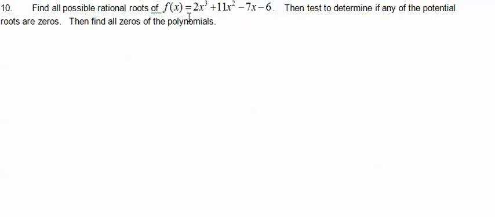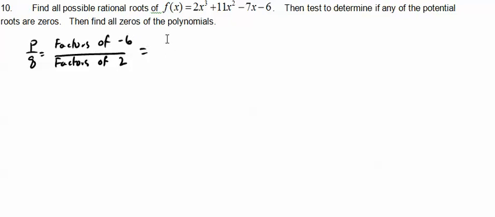Okay, we want to find all rational roots. So p over q is the factors of the last, which is -6, divided by the factors of the first, which is 2. So the factors of -6 are 1, 2, 3, and 6, and then the factors of 2 are 1 and 2. Now we need to have every combination that we can of the numerator and the denominator.